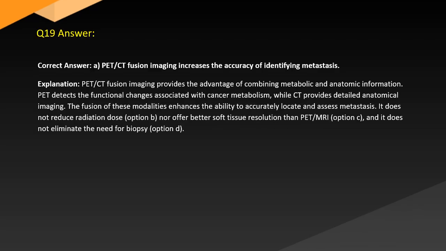Answer. Correct answer A. PET fusion imaging increases the accuracy of identifying metastases. Explanation: PET fusion imaging provides the advantage of combining metabolic and anatomic information. PET detects the functional changes associated with cancer metabolism, while CT provides detailed anatomical imaging. The fusion of these modalities enhances the ability to accurately locate and assess metastases. It does not reduce radiation, option B, nor offer better soft tissue resolution than PET-RE, option C, and it does not eliminate the need for biopsy, option D.